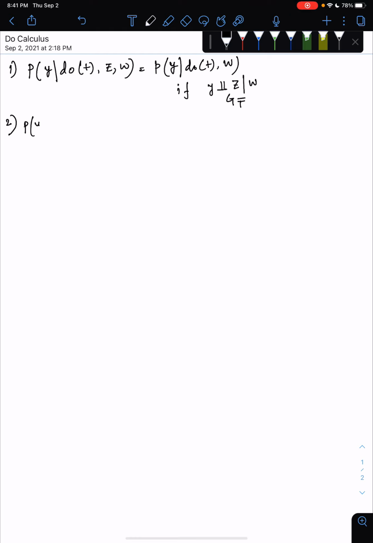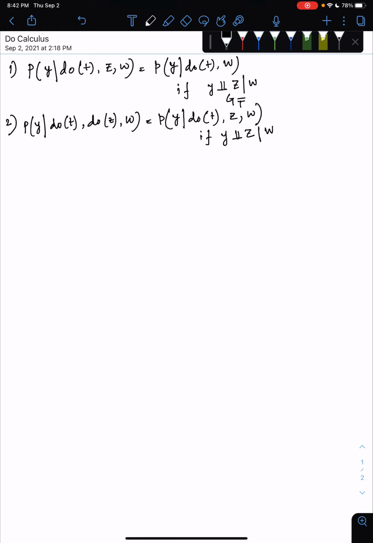The second rule is the probability distribution of y given do t, this time do z, and this time w, is equivalent to do t. Then we can replace this do operator and we'll be having this w, in a graph where y and z are conditionally independent of w in a graph of this and this.